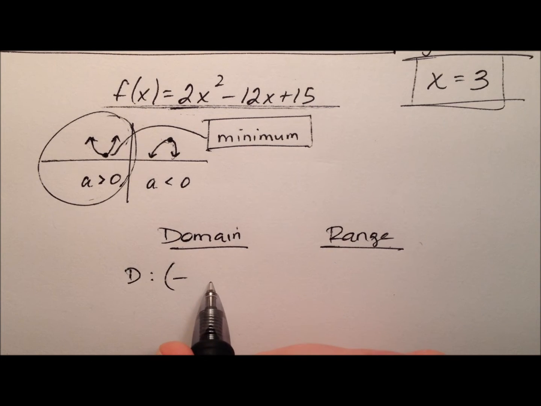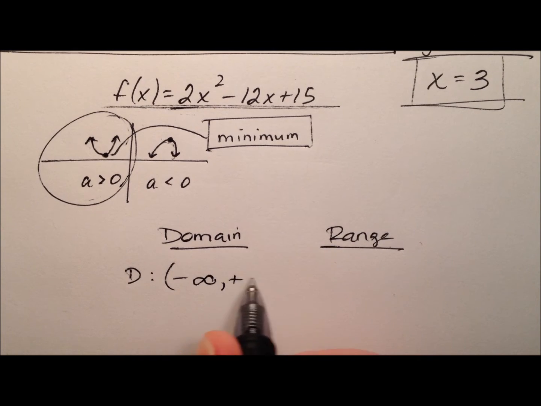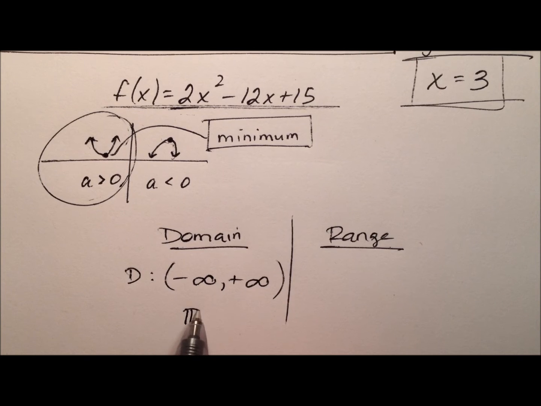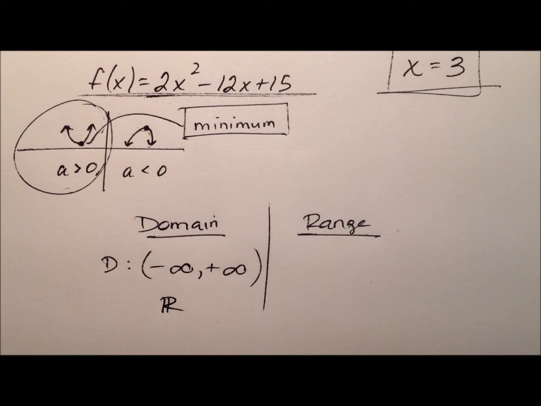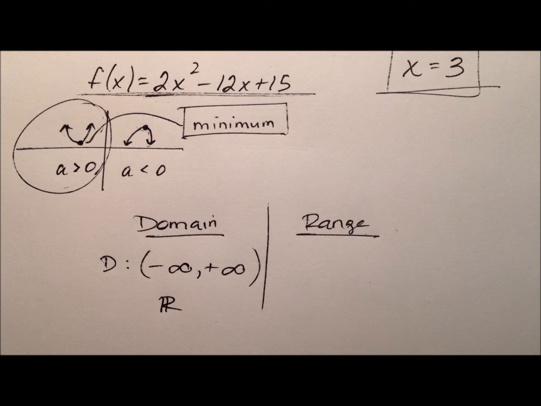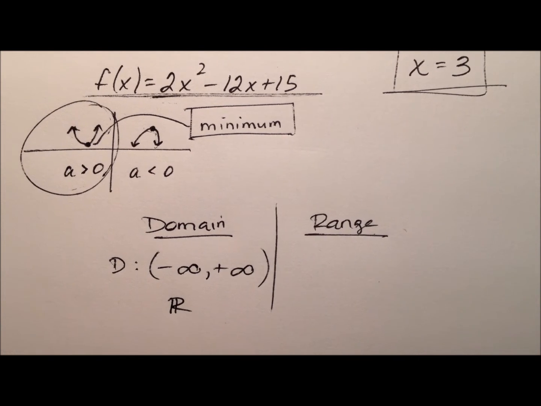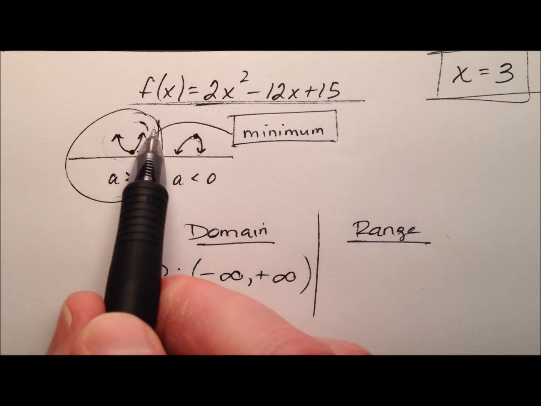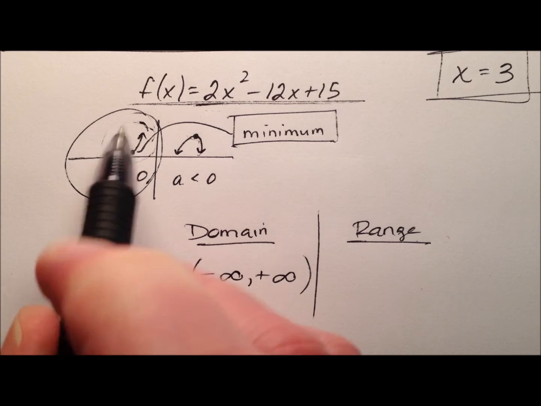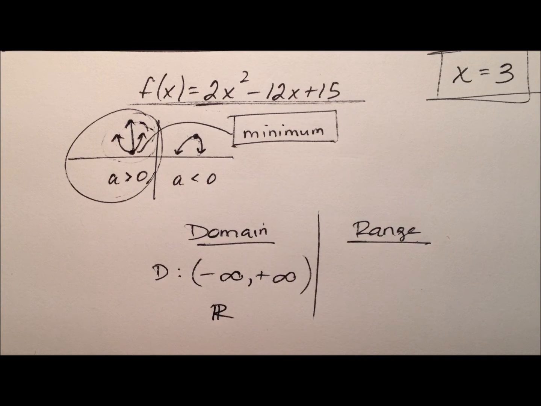So the domain will be, I'll write this in interval notation, negative infinity to positive infinity. Okay? You could also say, all real numbers. Our range, however, concerns itself with the y values. In words, what are all the possible y values that I could get out, or my output? And we know that the parabola looks like this. So we have this minimum value for our y, and then we have everything going up from there.